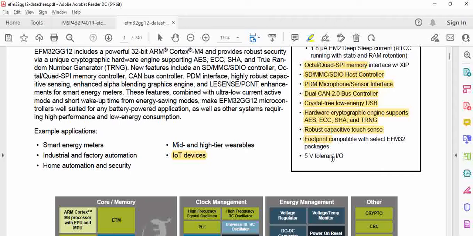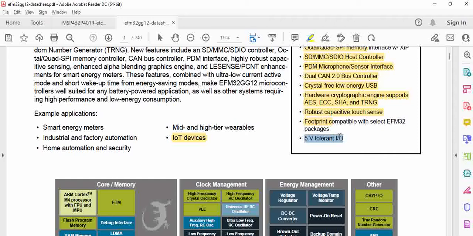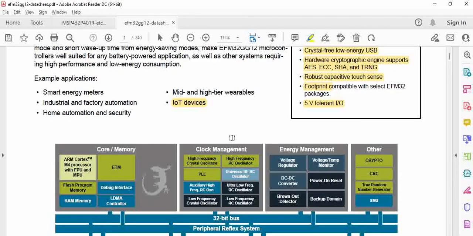Practically, if you are using EFM32, you have the freedom to use any EFM32 package. Definitely there will be some power-related changes, so we need to do those calculations in the background and then select the EFM32. And then you have 5-volt tolerant IO. That means even though this microcontroller works at 3.3 volts, the IO pins, the GPIO pins of the microcontroller, are 5-volt tolerant. That is one more important feature.